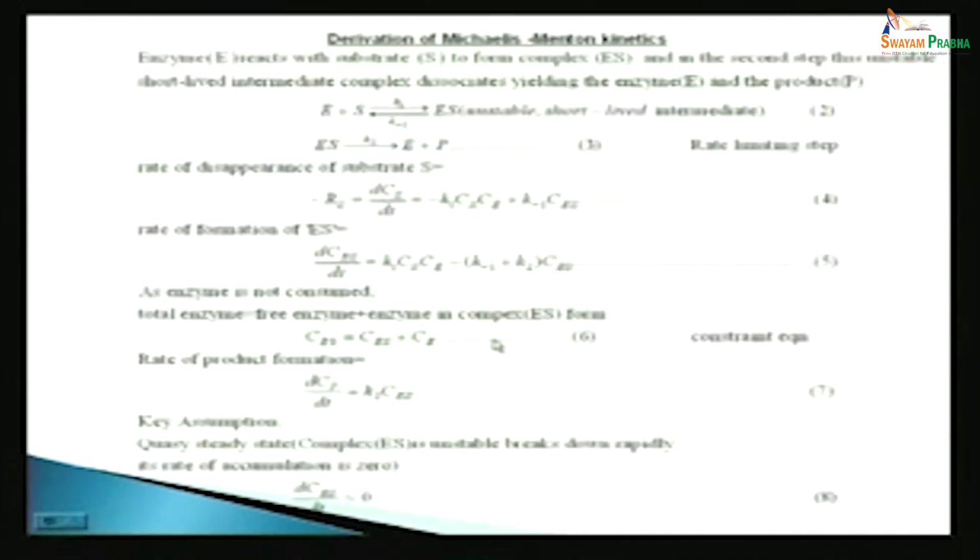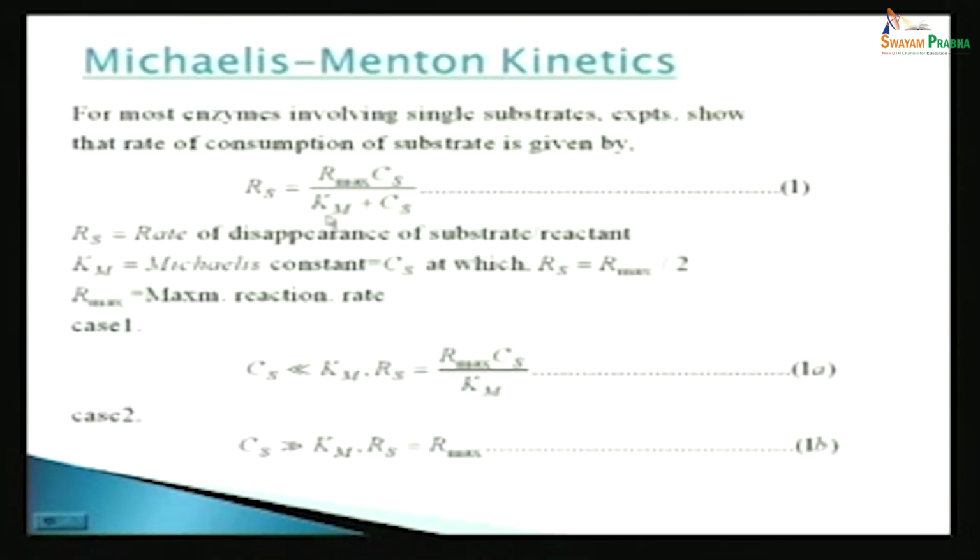And if I go back to this, at very small values of Cs, if I put this back into equation 1, what I find is that Cs I can neglect in the denominator, whereas Cs stays in the numerator. So Rs turns out to be Rmax Cs over Km, and this is a first order reaction because Rs varies directly with Cs.